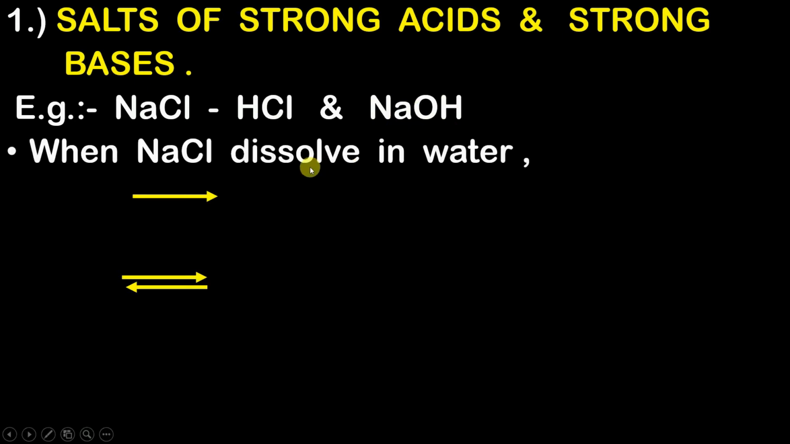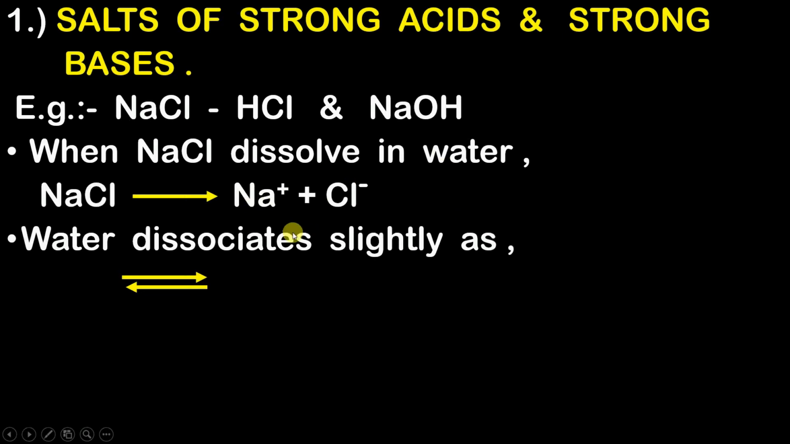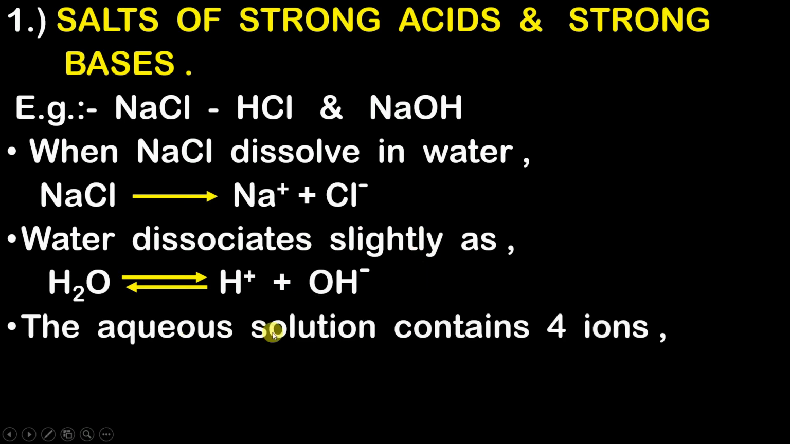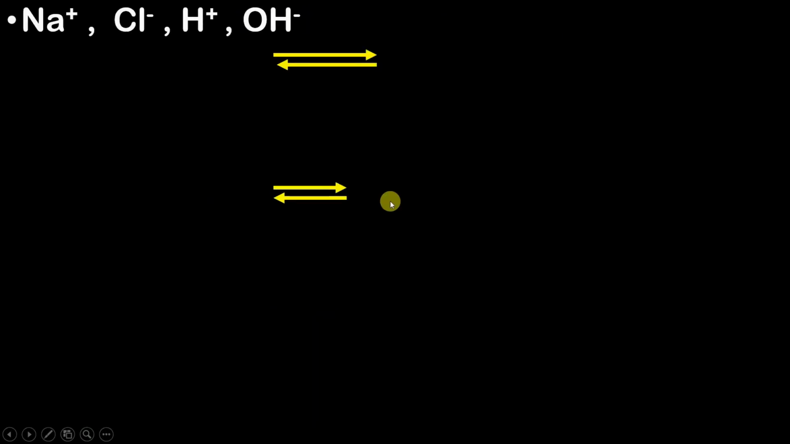Now, when NaCl dissolves in water, what is going to happen? It will get completely dissociated into its ions, that is Na plus and Cl minus. Next, as we all know, water dissociates slightly as H plus and OH minus ions. So guys, now can I say the aqueous solution contains 4 ions? Which are the 4 ions? This Na plus, Cl minus, H plus and OH minus. So now let us consider these 4 ions.